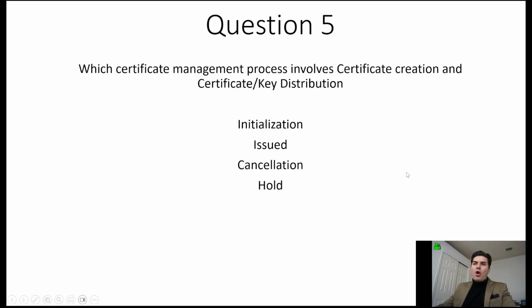Question number 5. Which certificate management process involves certificate creation and certificate key distribution? We're going to take a look at all the options on here. Initialization includes registration, key pair generation, certificate creation, certificate and key distribution, which is the answer, certificate dissemination, and key backup. Issued is certificate retrieval, certificate validation, key recovery, and updating.